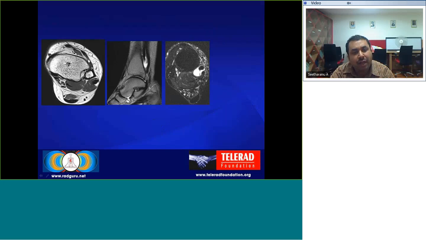So normal axial images, normal T1 axial image demonstrating the tibialis posterior, extensor digitorum, flexor digitorum, flexor hallucis, and this is the image demonstrating fluid surrounding the tibialis posterior tendon with a septation, suggestive of tenosynovitis of the tibialis posterior tendon.